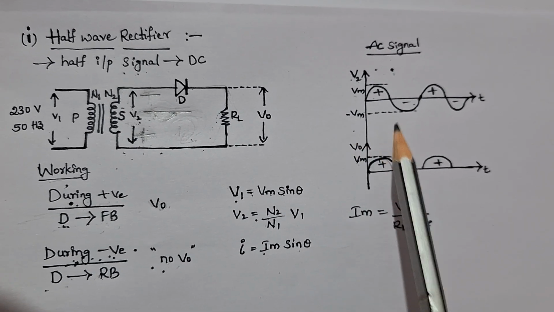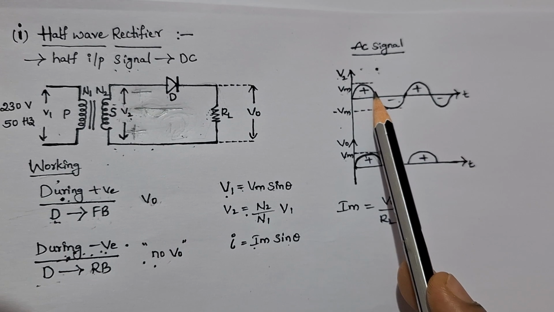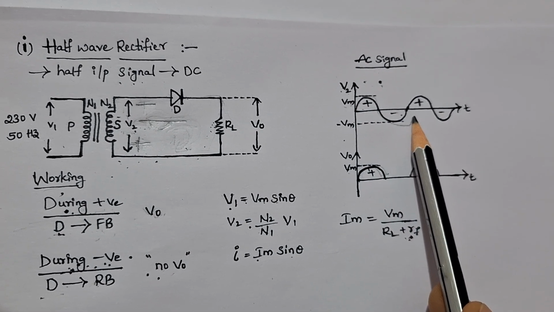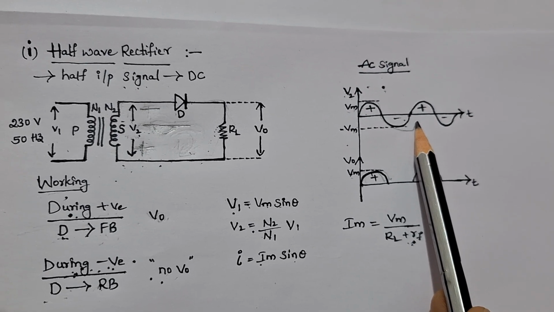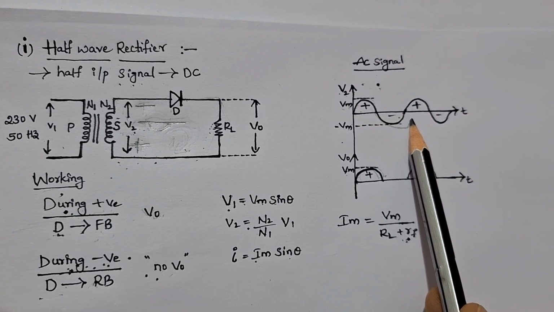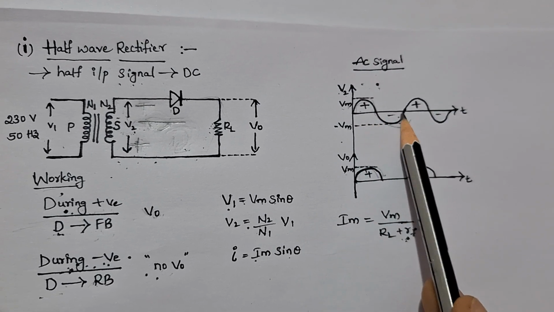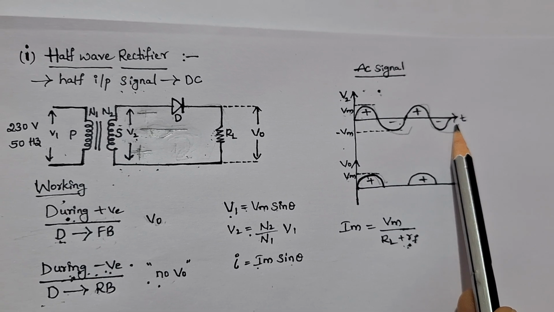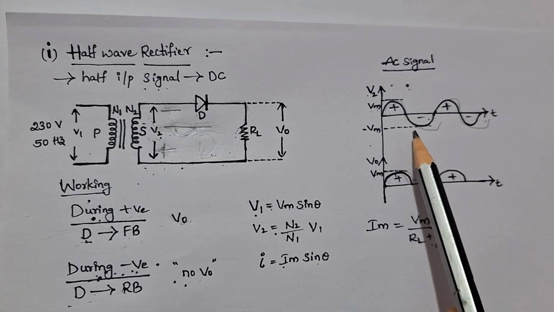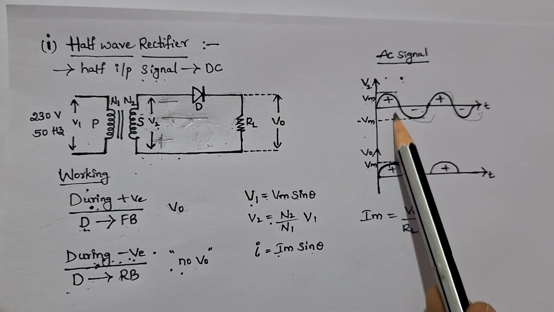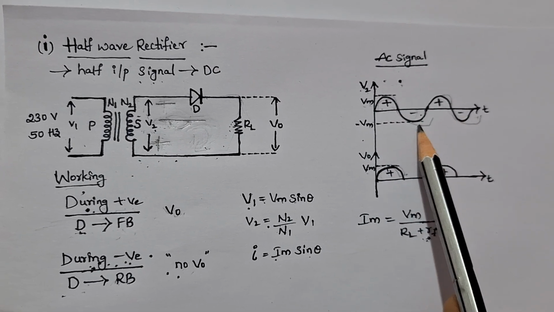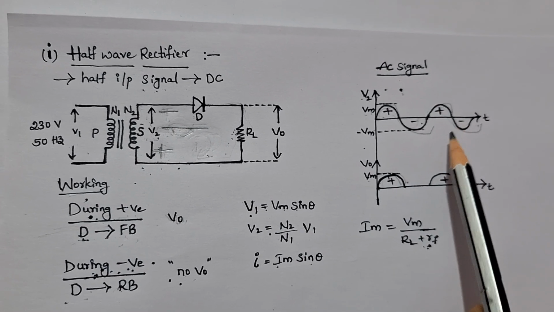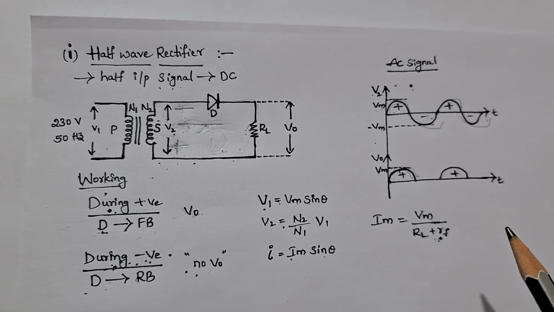During the positive half we will get the output voltage, and during the negative half we will not get any output voltage, which means it is rectifying only half of the waveform. During the negative half we will not get any output voltage, and during the positive half we will get an output voltage. This is the working of a rectifier.